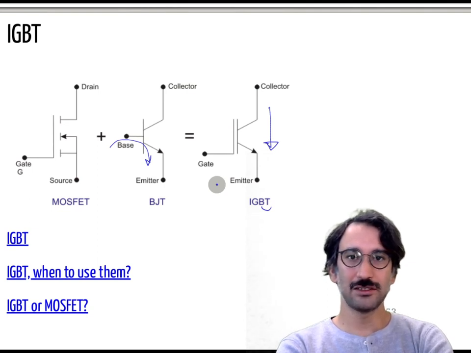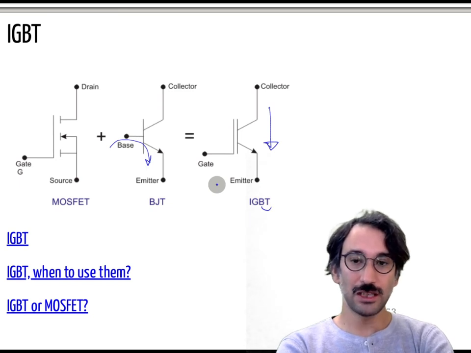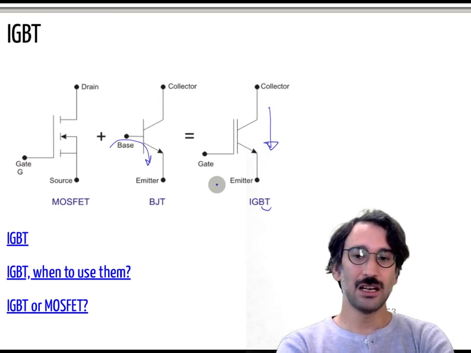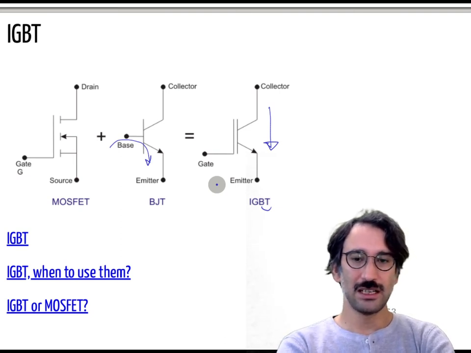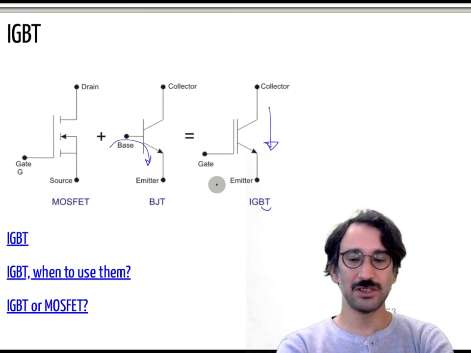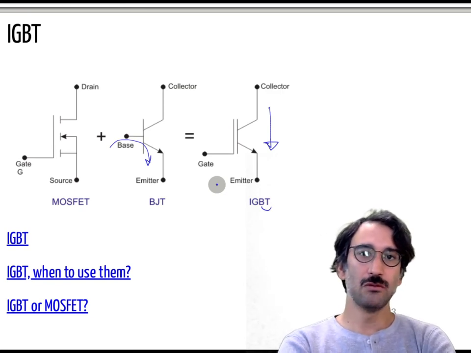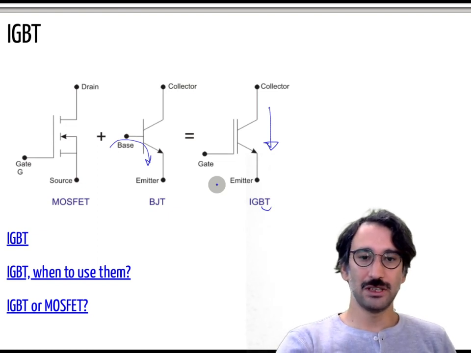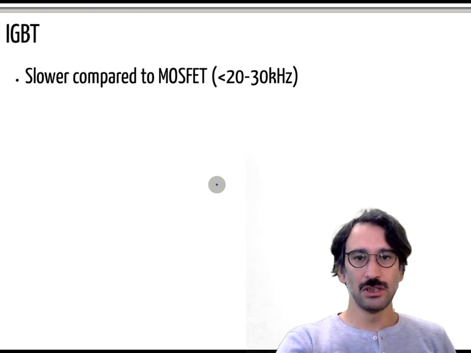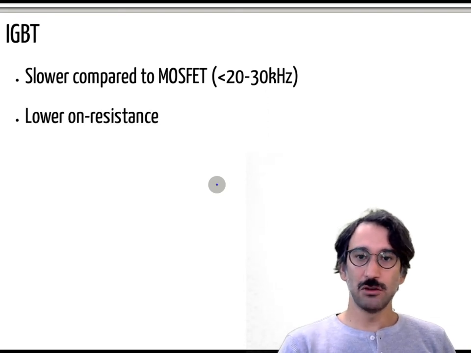They are like 3000 volt IGBTs, with several hundred amps. Okay, and they are not as fast as MOSFETs, but they are quite fast. Again, you can have switching operation depending on your voltage and current rating, and tens of kilohertz are usually applied. So it is slower compared to MOSFET. It has lower on resistance.